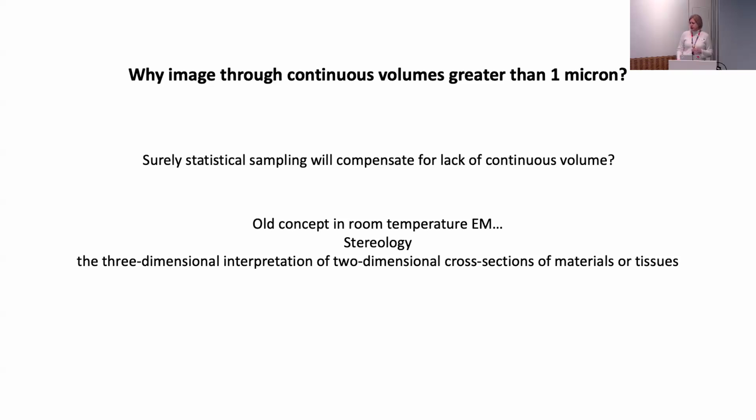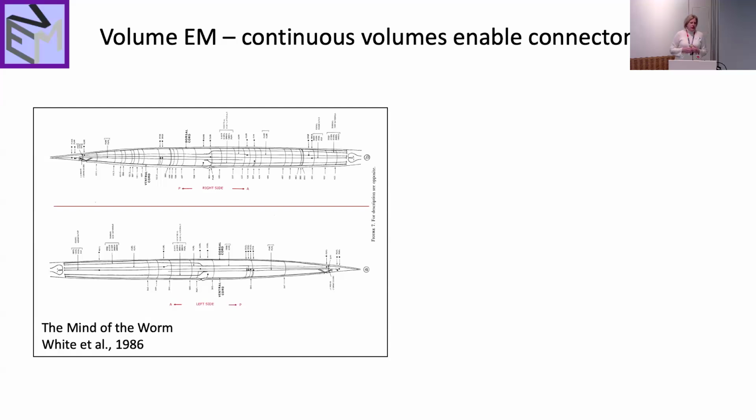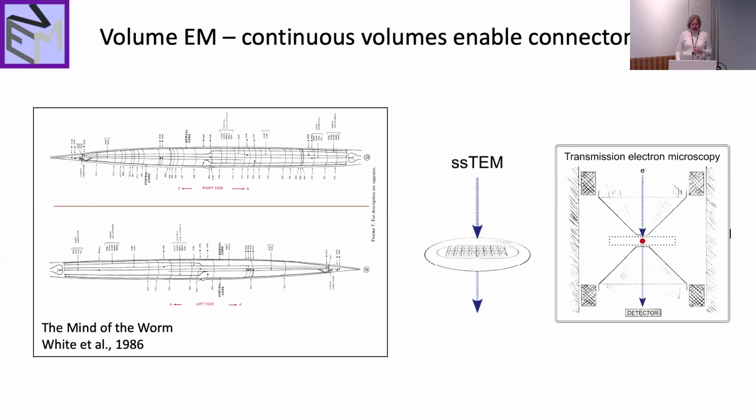Stereology is the three-dimensional interpretation of two-dimensional cross-sections of materials and tissues. But there are plenty of cases for which stereology doesn't really hold in the kind of research that we do. The original example for volume EM was from neuroscience. This is the mind of the worm from Sidney Brenner's team, which took 10 years to map back in the 1980s. Here, serial section transmission electron microscopy was used.